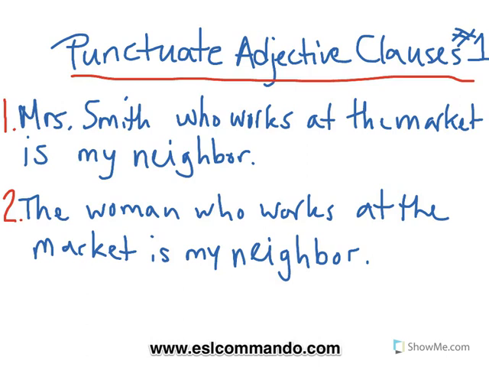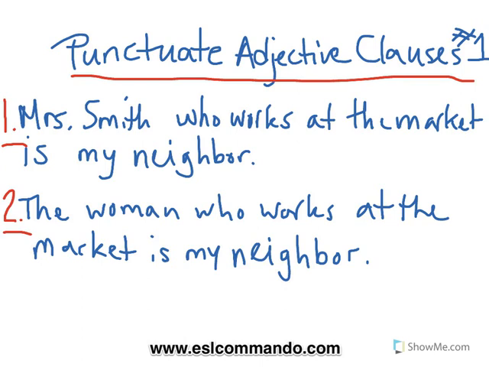Okay, so I'm going to show everybody a quick tutorial on how to punctuate adjective clauses and what really the difference is between a punctuated adjective clause and one that is not punctuated. So, looking at number 1 and number 2, number 1 says Mrs. Smith, who works at the market, is my neighbor. And number 2 says the woman who works at the market is my neighbor. Can you guess which one of these needs commas around the adjective clause?